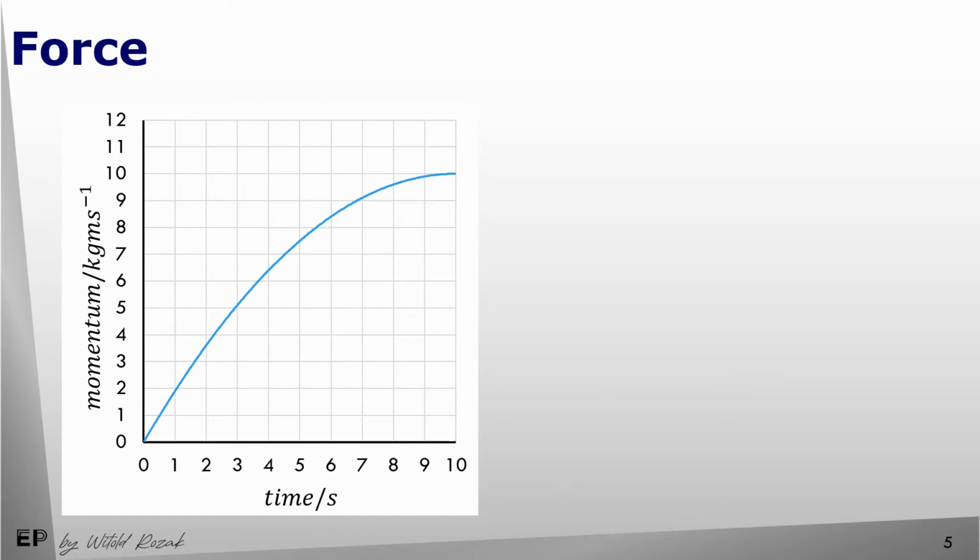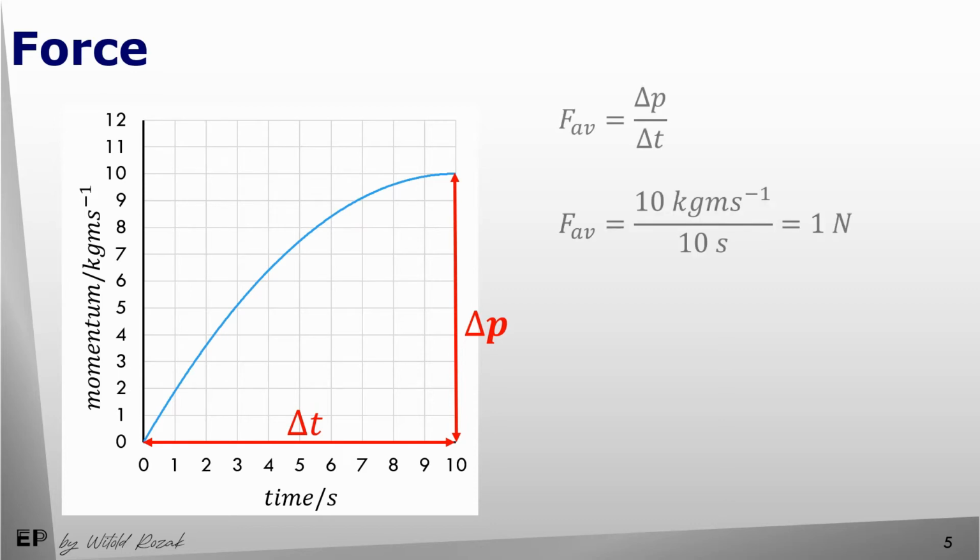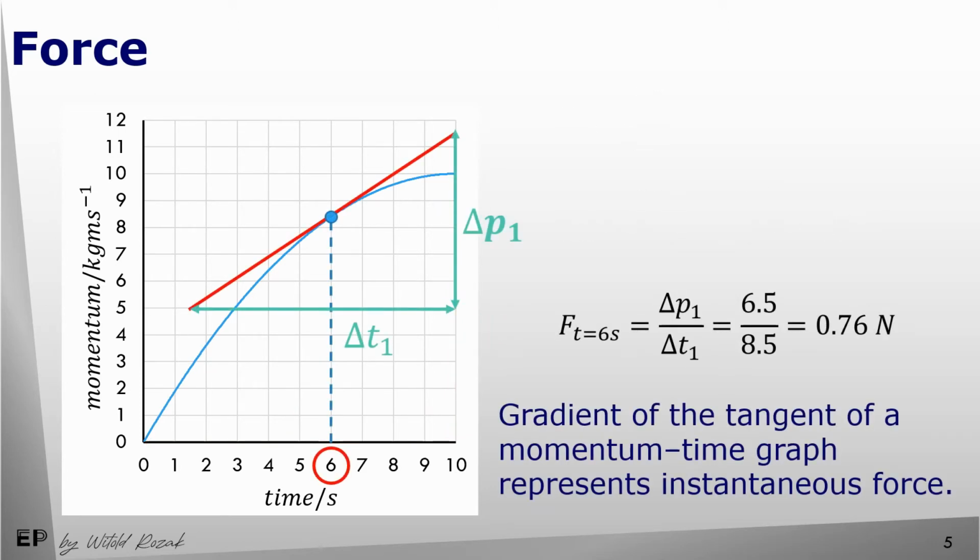Let's now look at how we could work out the average force using a momentum time graph. Let's assume we want to calculate the average force in the first 10 seconds. The total change of momentum in the first 10 seconds is 10 kg second to the -1. Since the average force is equal to the change of momentum divided by change of time, in this case the average force in the first 10 seconds is 1 Newton. If we want to calculate the force at a specific time, let's say at exactly the 6th second, we can draw a tangent to the graph at this time. Gradient of this tangent will give us the instantaneous force, which in our case is 0.76 newtons.